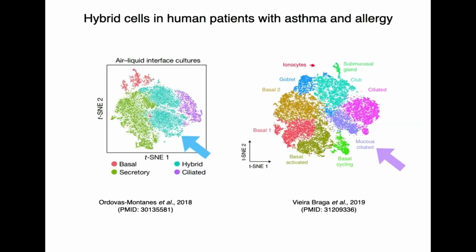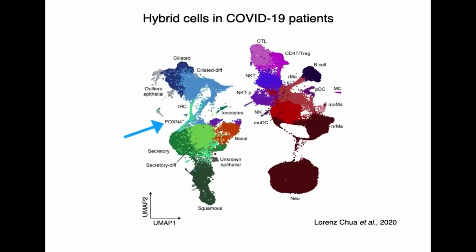So, for example, before COVID-19, 2 papers reported the presence of hybrid cells in human nasal polyps caused by chronic inflammation, and also in asthma patients. And in one of the human COVID-19 atlas, we also noticed that there's this FOXN4 positive cell cluster. The cell cluster is kind of bridging the ciliary cells and secretory cells, and this cluster also expressed very similar transcriptome profiles as the hybrid cells that they found in the asthma patients.